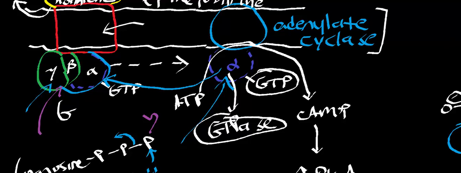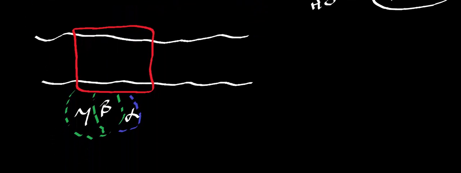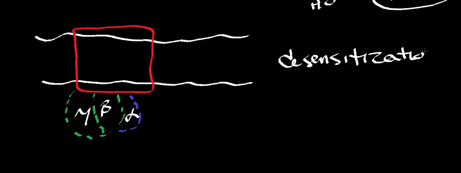Now, there is another thing we refer to, and I have a whole other picture for it, and this is what we call desensitization. Let me write that. This is desensitization. Okay? Desensitization is the process by which, even in the presence of a hormone, the response to the hormone decreases. Okay? That's an overly simplified definition of it.